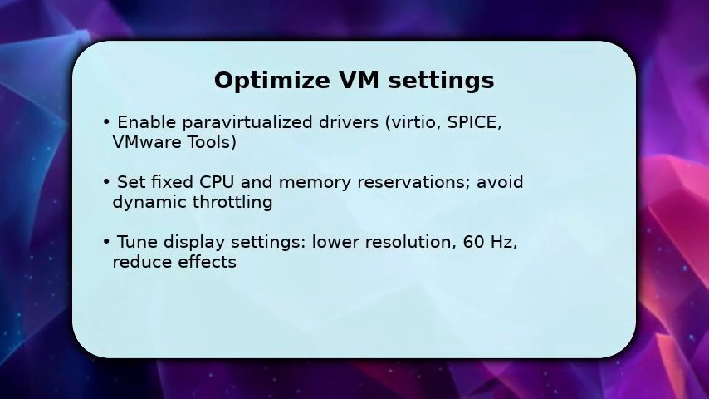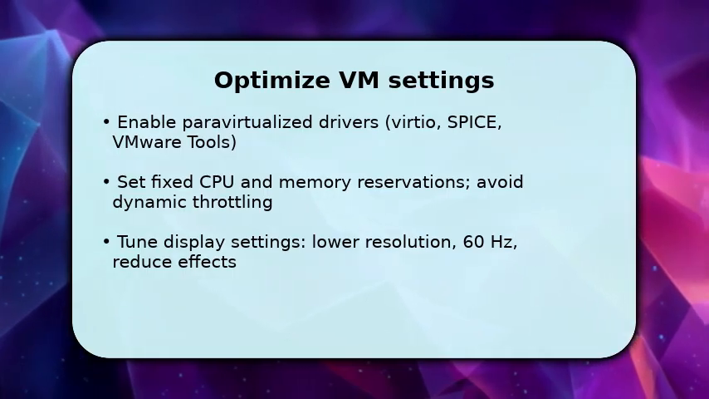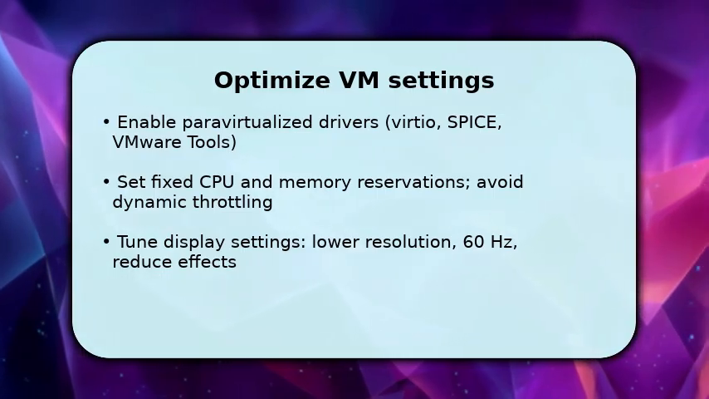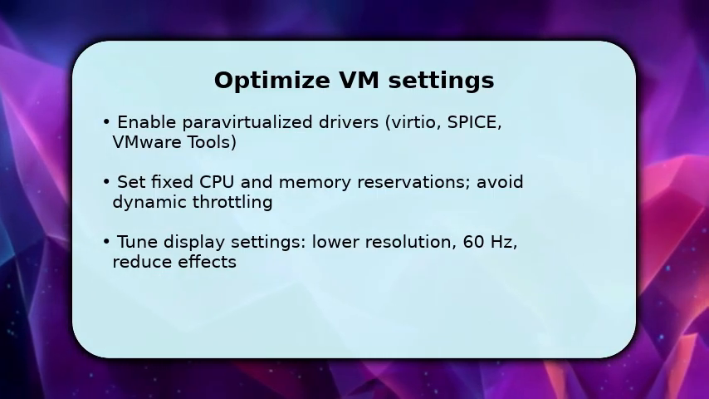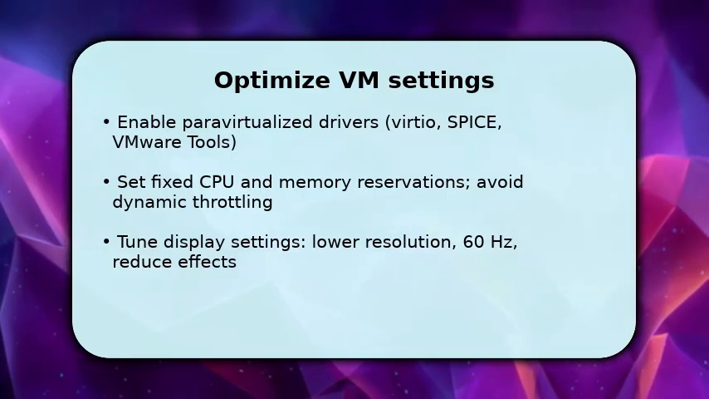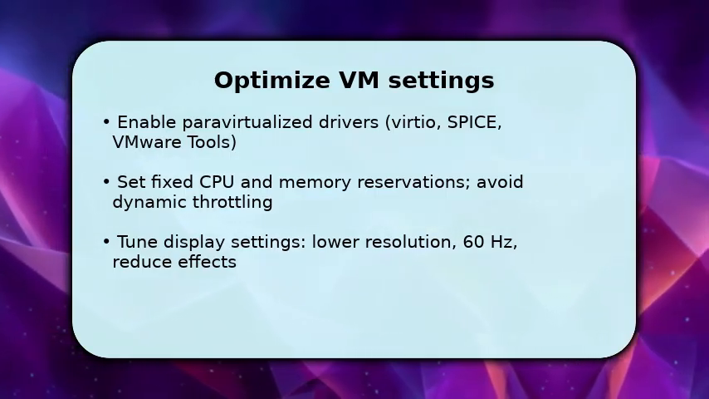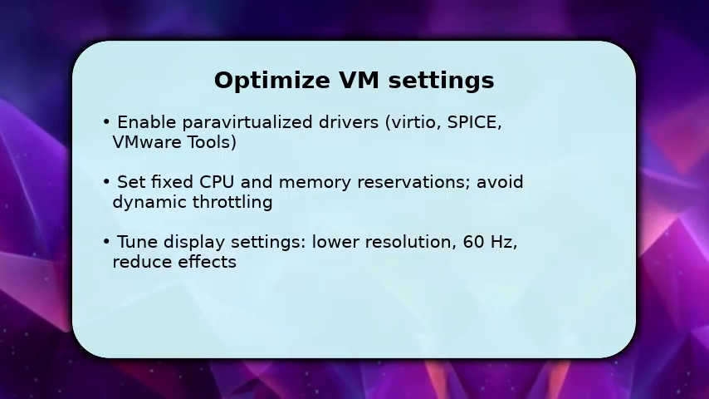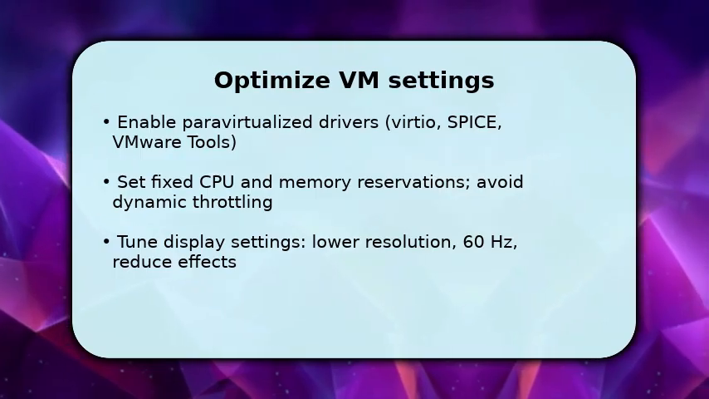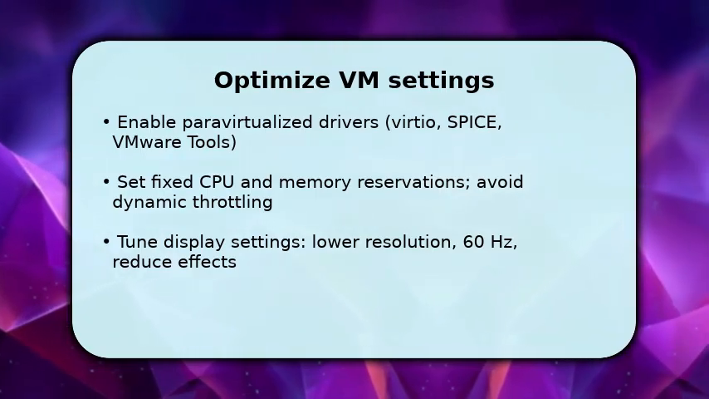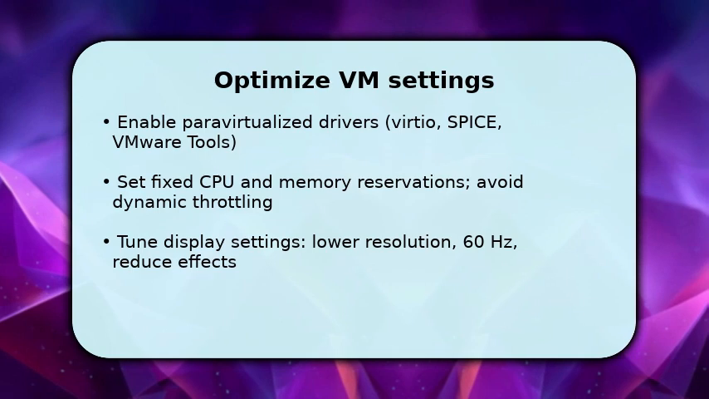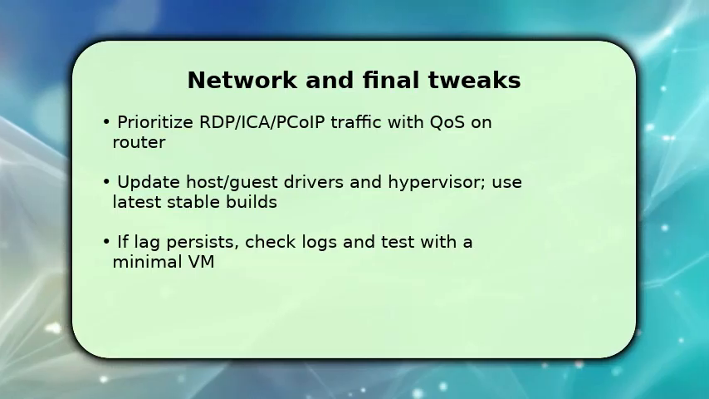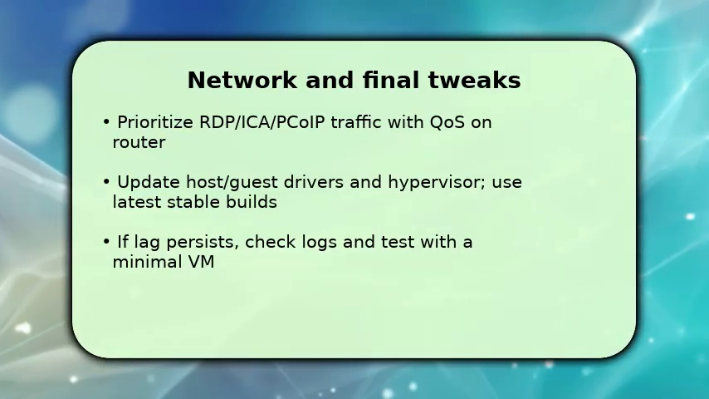Next, you optimize the virtual machine itself. Install paravirtualized drivers like Virtio or VMware Tools so disk, network, and display operations are efficient. Then set fixed CPU and memory reservations rather than leaving them dynamic, because steady resources avoid stutters. Adjust the guest display resolution and refresh rate. Lowering them reduces bandwidth and rendering time, and disable heavy desktop effects inside the guest, since compositing and animations increase GPU and CPU load.